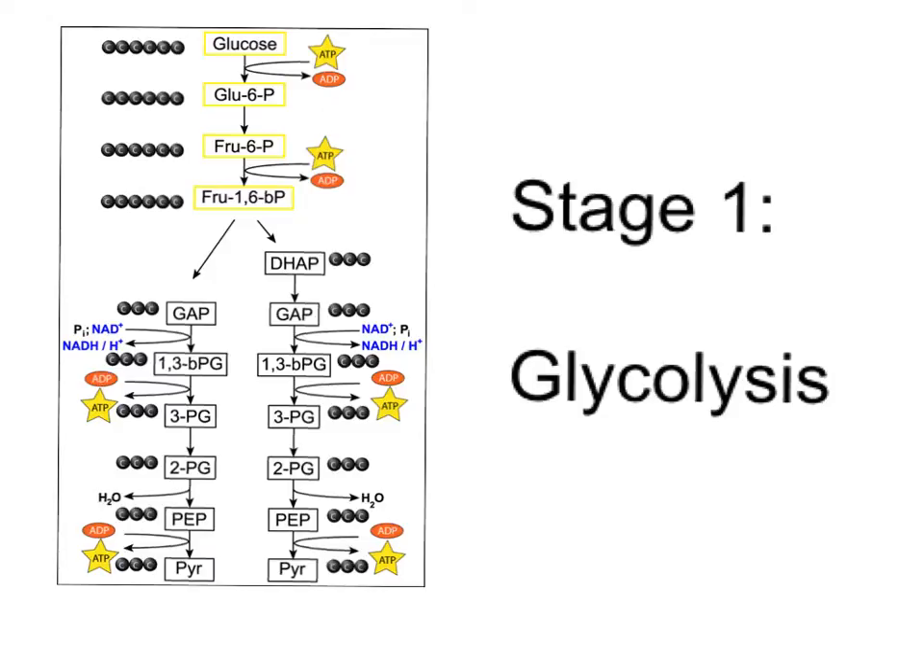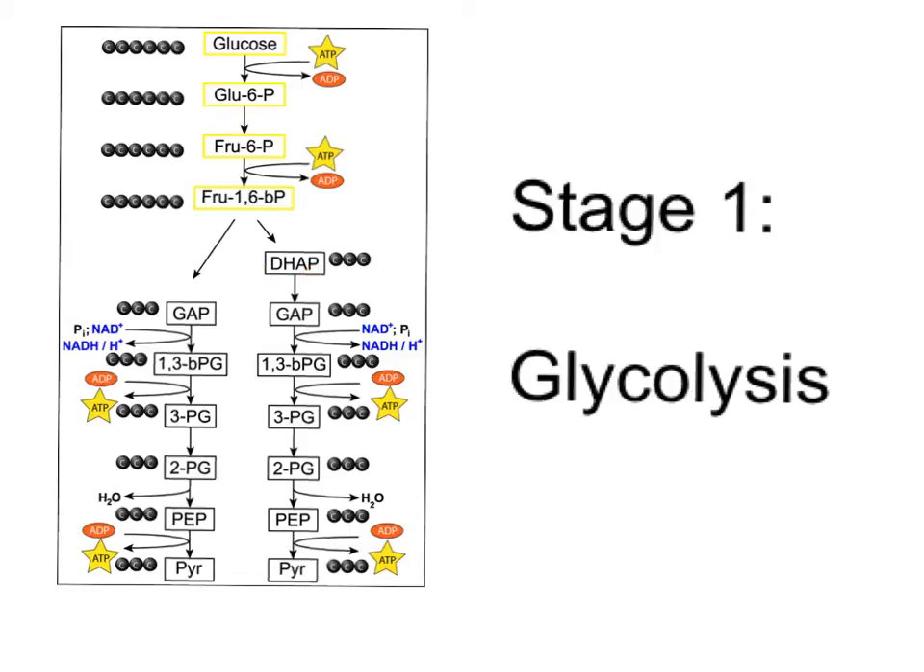Glycolysis is the first stage of cellular respiration. ATP phosphorylates glucose into G6P. G6P becomes F6P through isomerization. ATP phosphorylates F6P into F16BP. F16BP splits into DHAP and G3P.